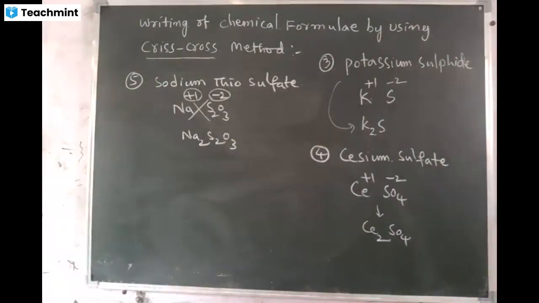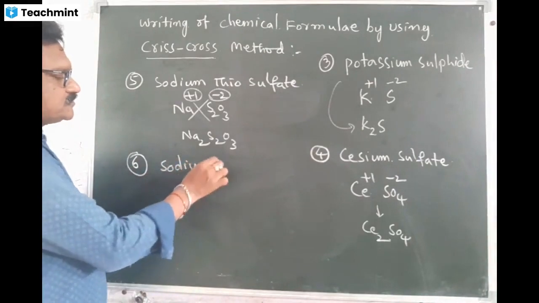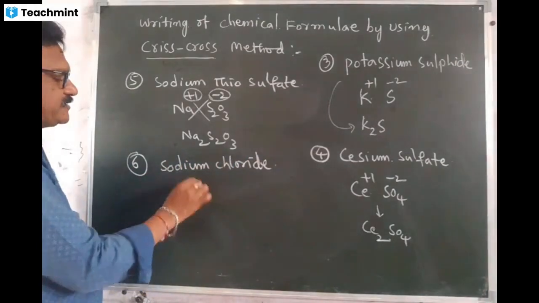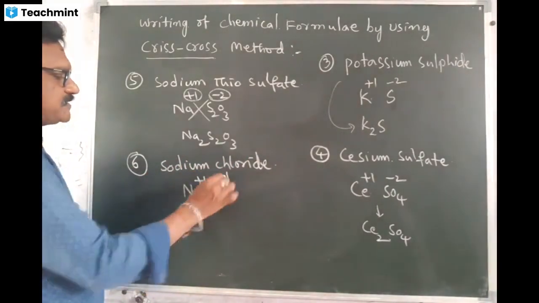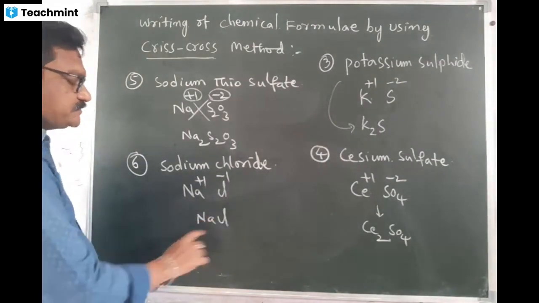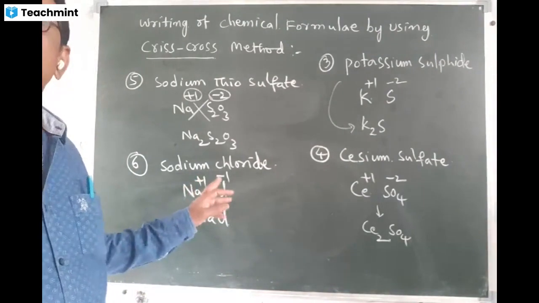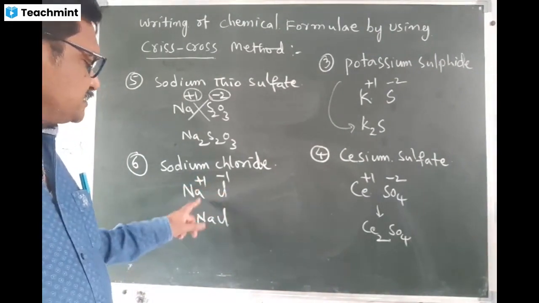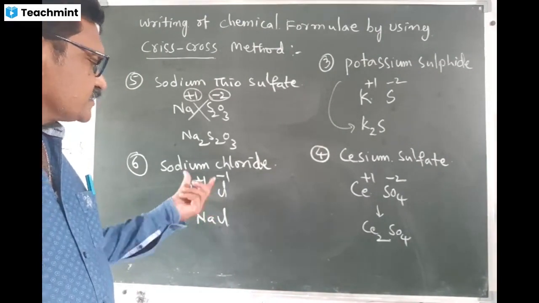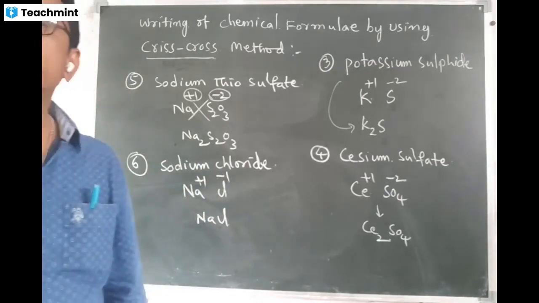For example, if you want to write sodium chloride, what is the formula? Sodium means Na+1, chloride means Cl-1. Whenever charges are equal, you simply write NaCl. That's all. Since +1 and -1 together are neutral, it becomes NaCl. Whenever you have equal charges, you write directly NaCl. Clear?